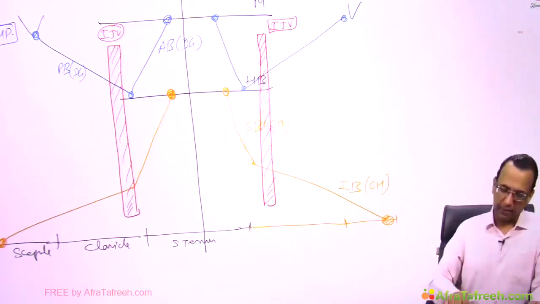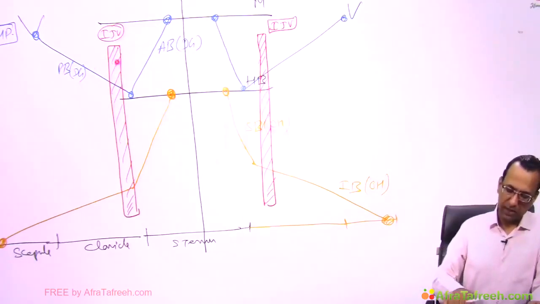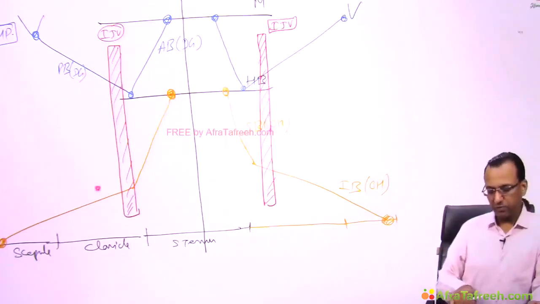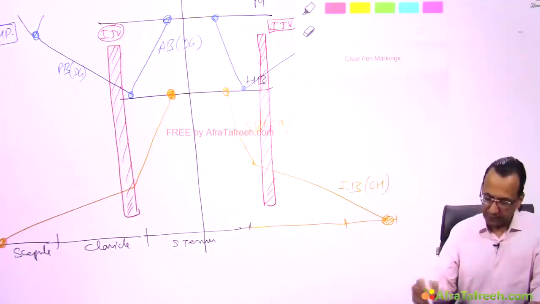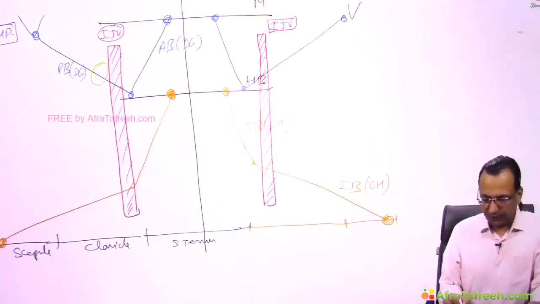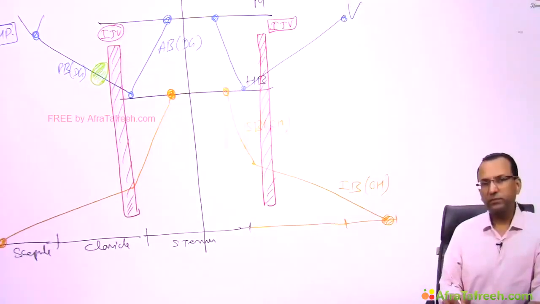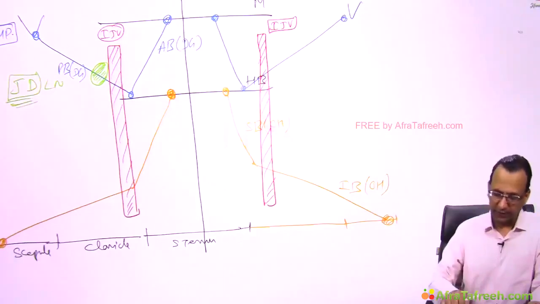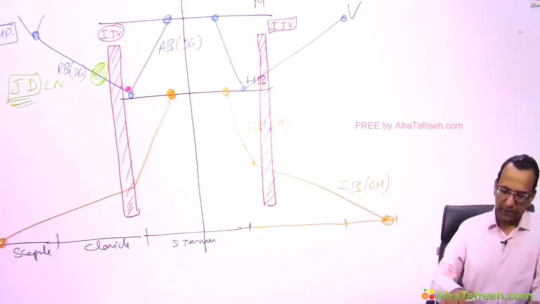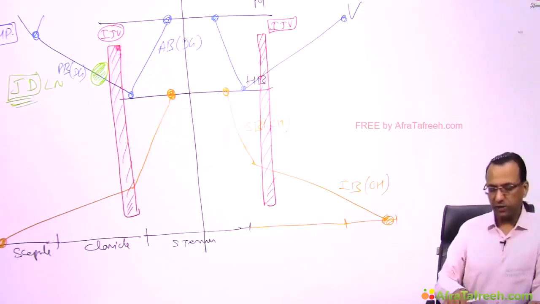There is upper deep cervical lymph node and there are lower deep cervical lymph node. For example, now I'll give you the example. You see, this is one lymph node which is called jugulo-digastric lymph node. And why is it called jugulo-digastric? Because it is related to the posterior belly of the digastric and internal jugular vein.